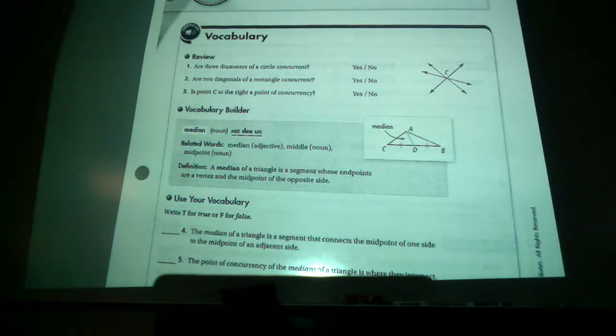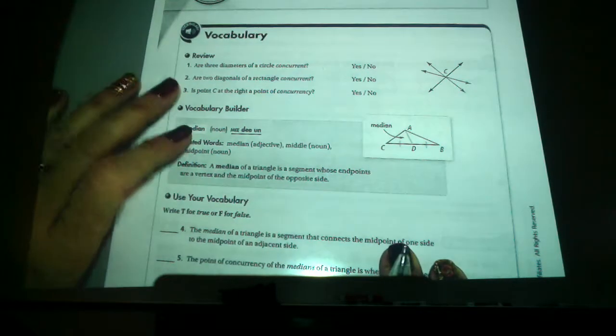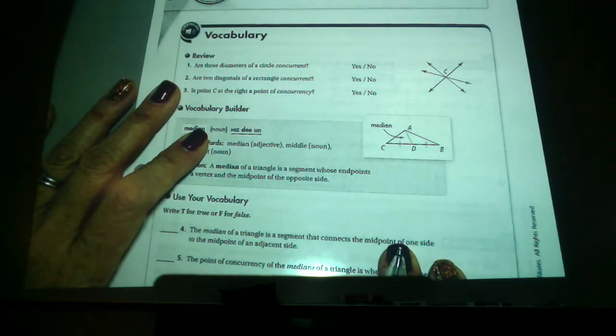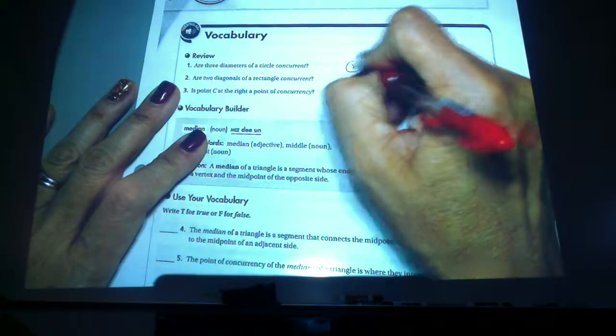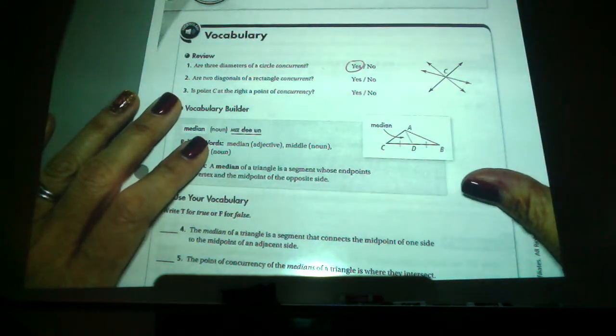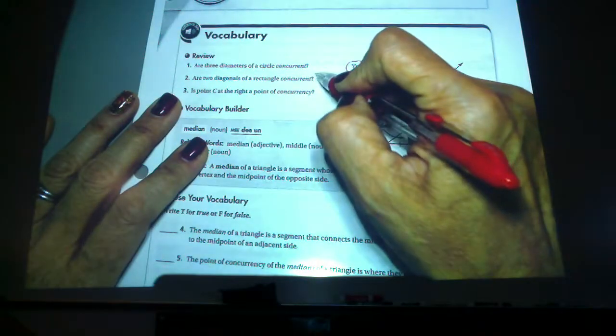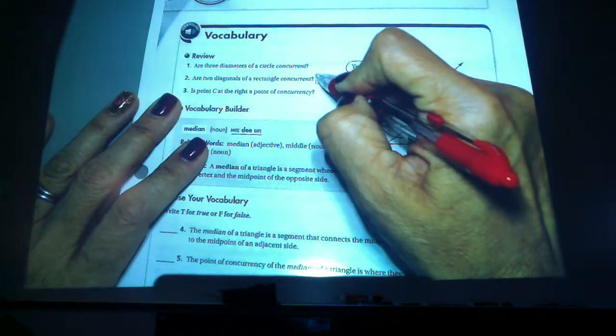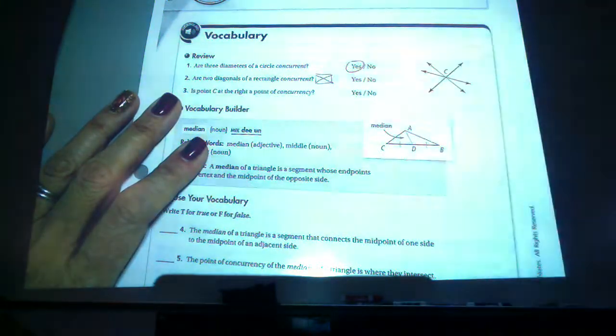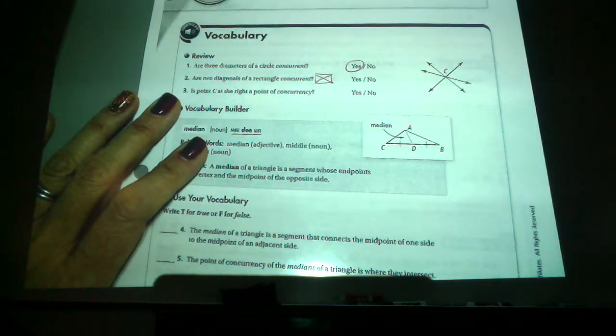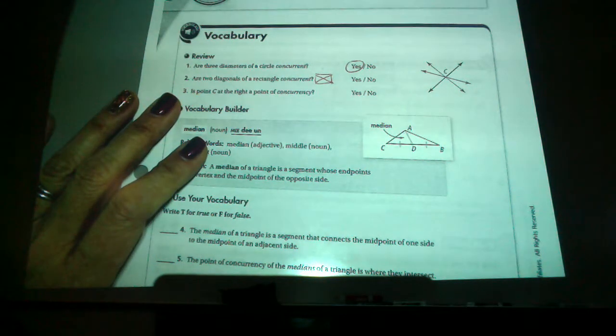Okay. So question 1. Are 3 diameters of a circle concurrent? True or false? Yes or no? Yes, that is true. Are 2 diagonals of a rectangle concurrent? So a diagonal of a rectangle goes from here to here, and there's only 2 in there. Are they concurrent? I hear yeses and I hear no's.